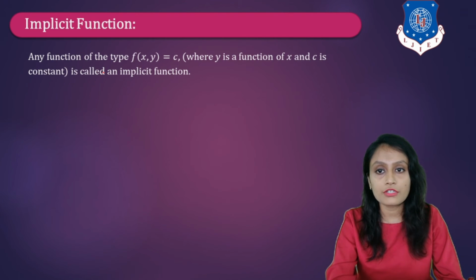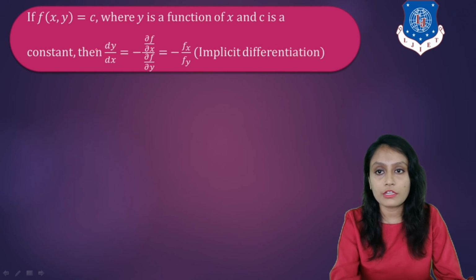Any function of the type f of xy is equal to c, where y is a function of x and c is constant, is known as an implicit function. Let's see an example. Suppose x cube plus y cube is equal to 3xy. This is an example of an implicit function. So now let's see the formula for implicit function.